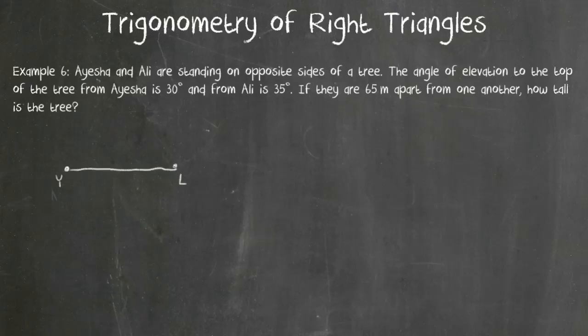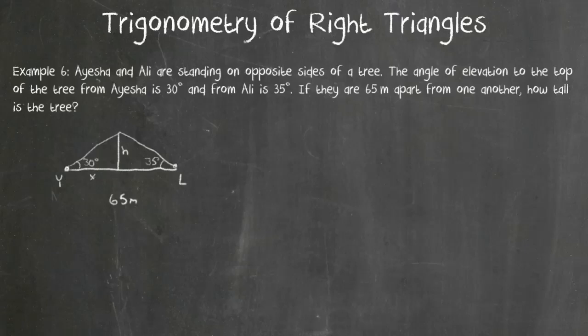I know that the distance between them is 65 meters, and somewhere on this line there's a tree. The angle of elevation from Aisha's perspective is 30 degrees. The angle of elevation from Ali's perspective is 35 degrees. What I'm looking to solve for is the height of the tree, which I'm going to label as h. So I only have one thing unknown in each triangle.